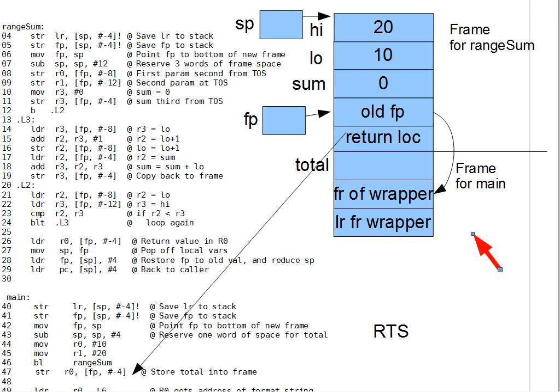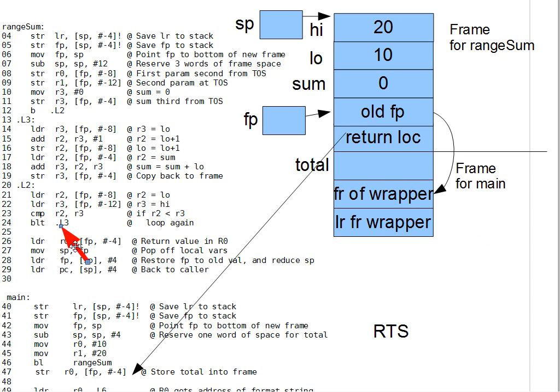In the prior segment, we started the range sum call and went over the code to set up range sum's stack frame, that code being the first few lines of the range sum code here. So let's finish the range sum call now.